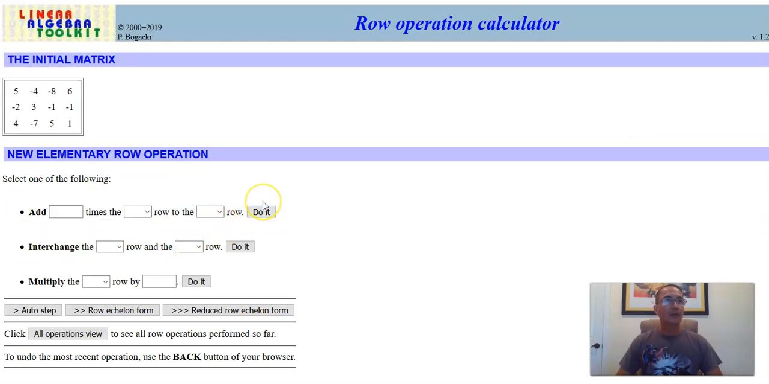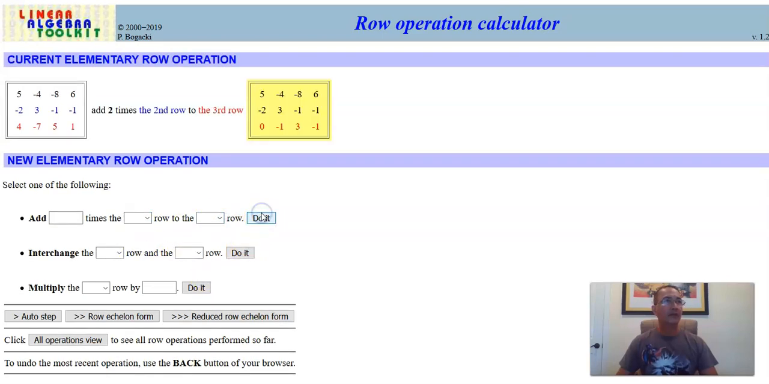Okay, so this routine will allow us to perform elementary row operations on our matrix, and the computer will do all the work for us. So we said, okay, let's get rid of this 4 by adding twice the second row to the third row. So add 2 times the second row to the third row. So there it is. We got a 0 now in that entry.